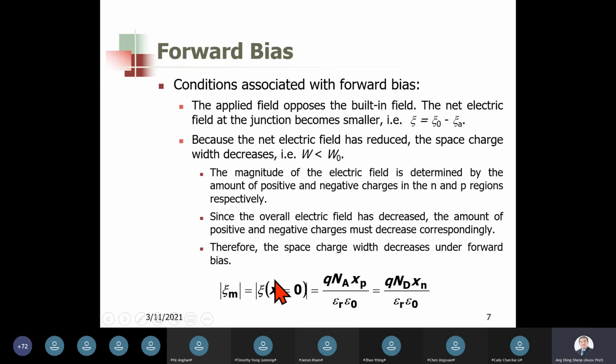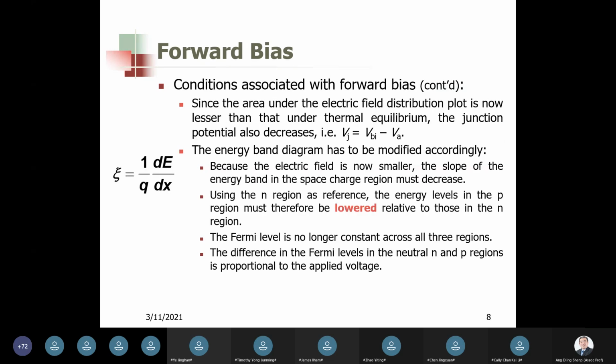You can evaluate the maximum electric field, which still occurs at the metallurgical junction, using the same expression as before, except that now Xp replaces Xp naught and Xn replaces Xn naught. And for an abrupt, uniformly doped junction, the electric field is still a linear function of distance across the space charge region. This does not change.